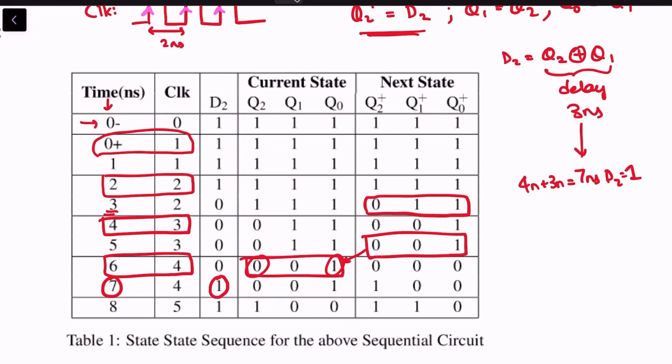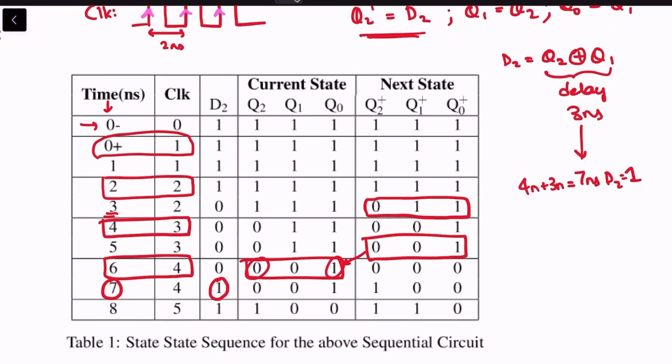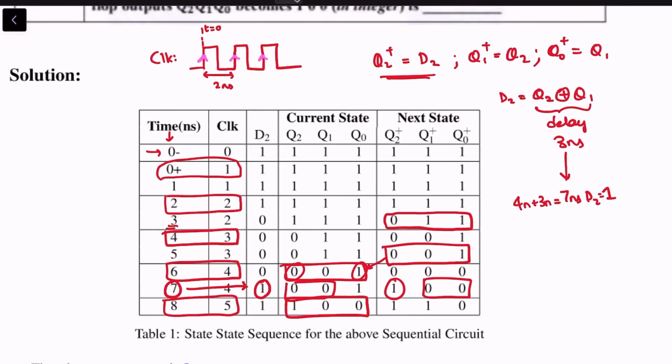At time 7 nanoseconds, as we had shown before, D2 became 1, and as soon as D2 becomes 1, that goes as the next state, and this 0 0 comes here as the next state, and finally 1 0 0, which is the target of the problem, happens at t equal to 8 nanoseconds, which is the 5th clock edge. So 5 triggering clock edges have passed to get to 1 0 0, and the correct answer is 5.